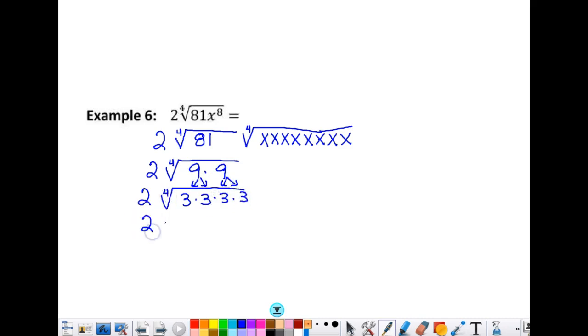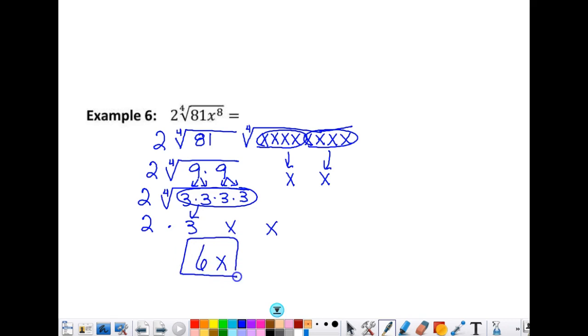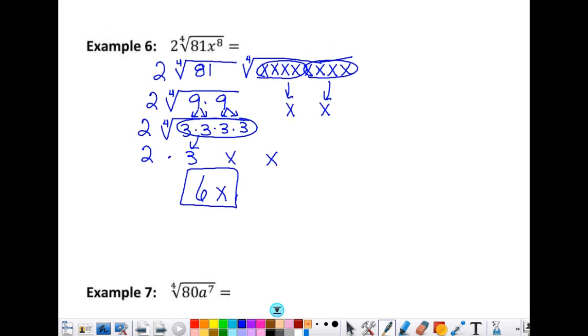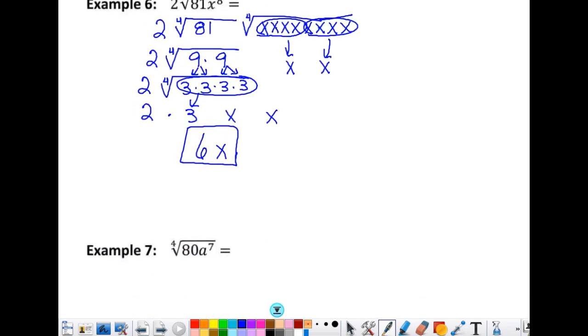Okay, so I'm going to circle in groups of 4. That 3 is going to come out and become plain. I'm going to circle in groups of 4. That x comes out, that x comes out, and so everybody in this particular problem gets to come out from underneath the root sign, and you have a plain old 6x. So the key to all of this is stretching it all out and circling in how many groups you have.